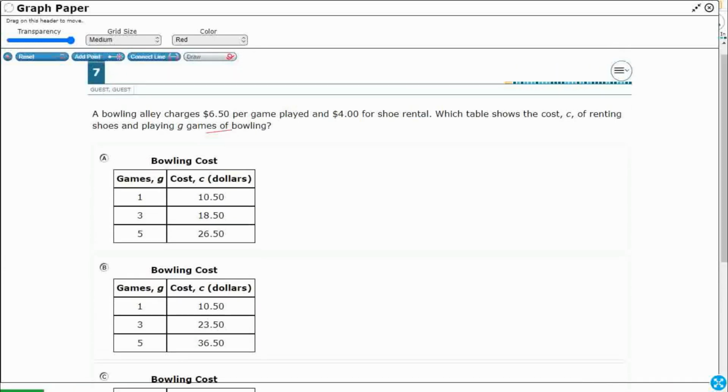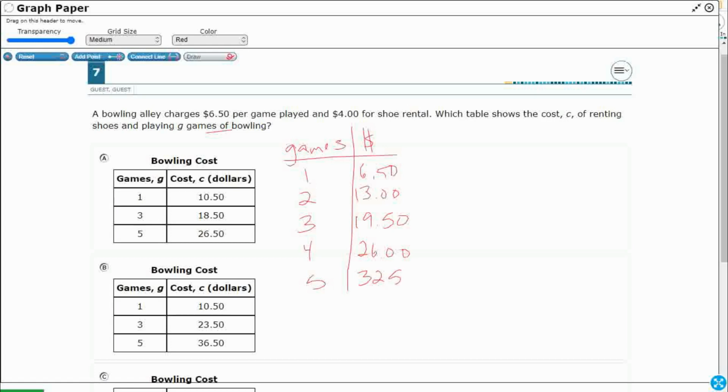So let's just make a little table here. My games, and then the money. So one game is going to be $6.50. 2 games is $13. 3 games is going to be $19.50. I'm just adding $6.50 each time. 4 is going to be $26, and then 5 is going to be $32.50.